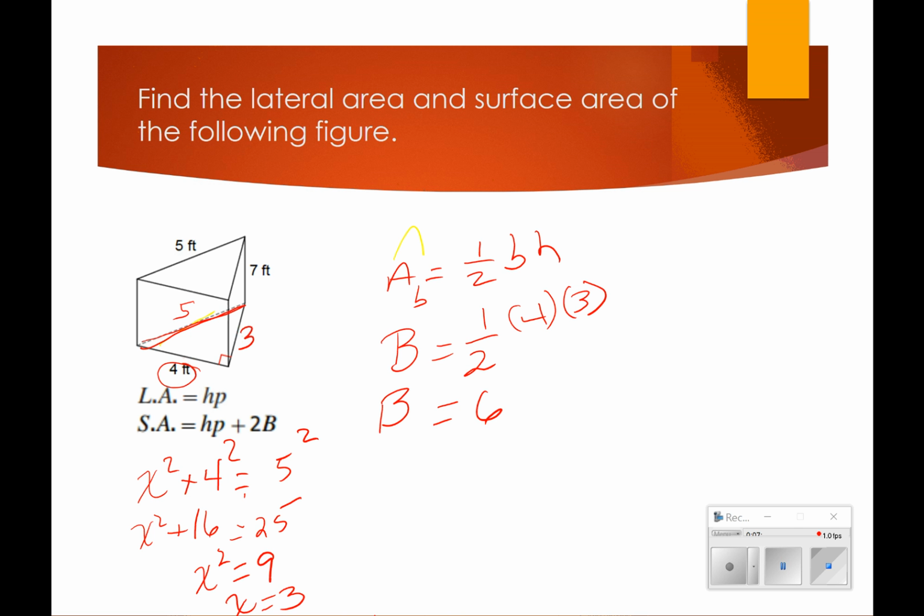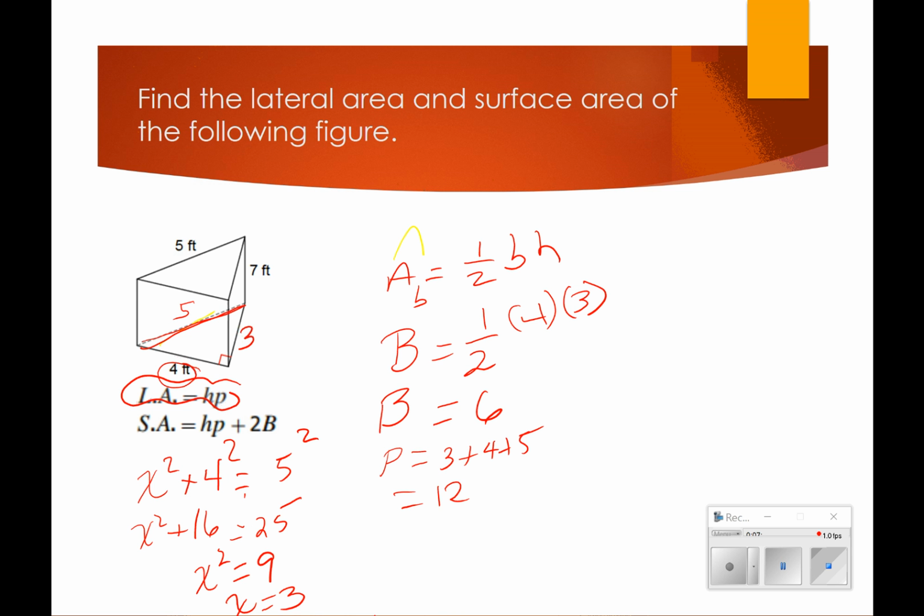So now, to find the lateral area, I just found the base ahead of time. I don't need it for the lateral area. For my lateral area, it's height times the perimeter. I needed that third side to find that perimeter. So my area of the base is 6. The perimeter of the base is 3 plus 4 plus 5, which is going to be 12.